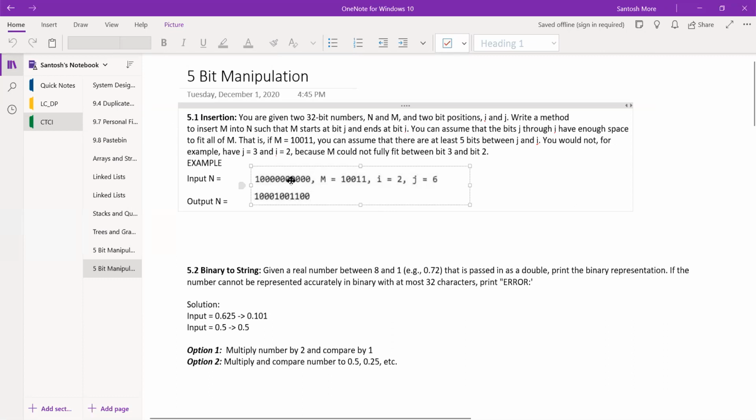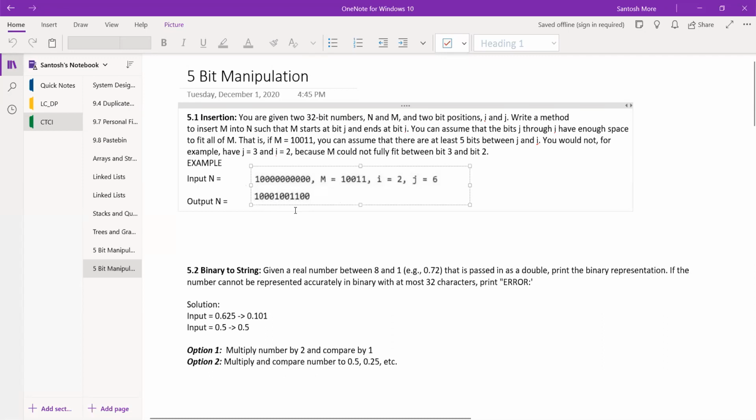You have a value given as n, and this is 1 2 3 4 5 6 7 8 9 10 11, so 11 bits represented here. Then we have just 5 bits to be inserted inside that, starting from location 2 and ending at location 6. If you see the output, it shows that number over here.